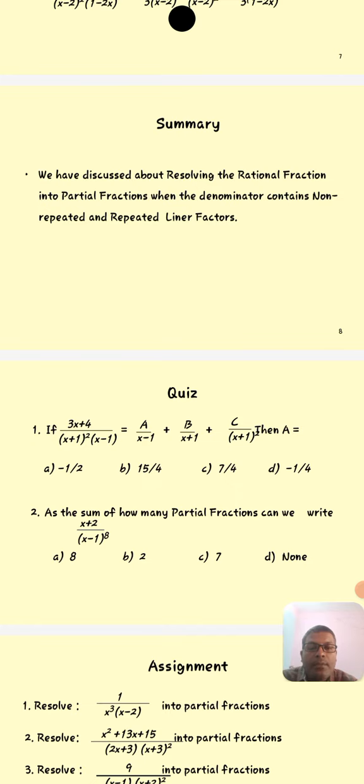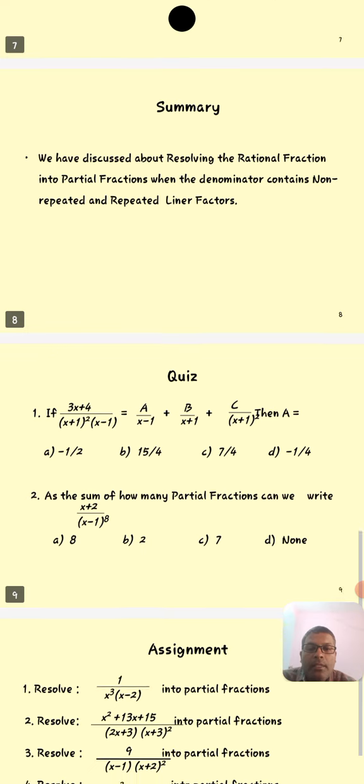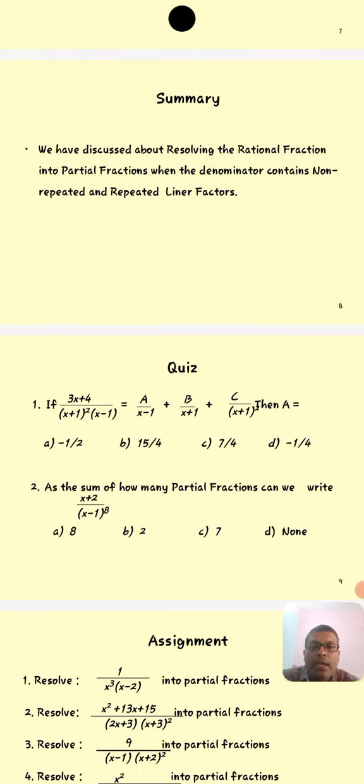Then write a by x minus 1, b by x minus 1 whole square, c by x minus 1 whole cube, d by x minus 1 to the power of 4, e by x minus 1 to the power of 5, f by x minus 1 to the power of 6, g by x minus 1 to the power of 7 and h by x minus 1 to the power of 8.